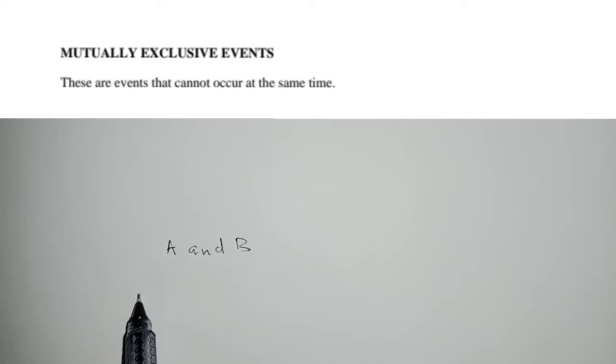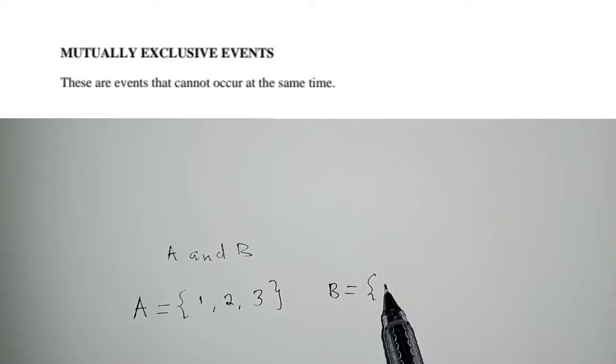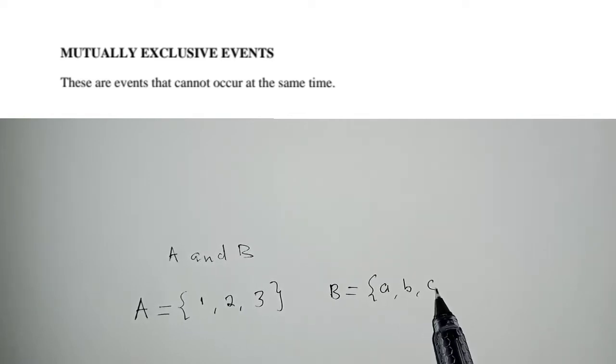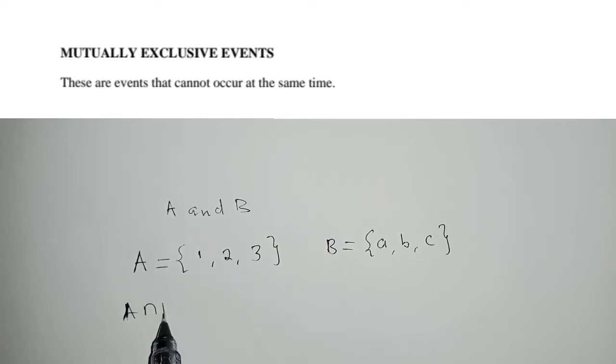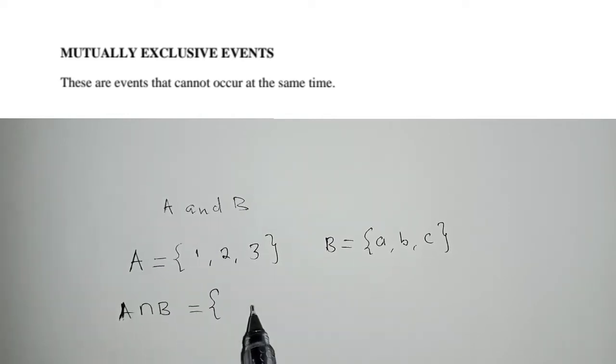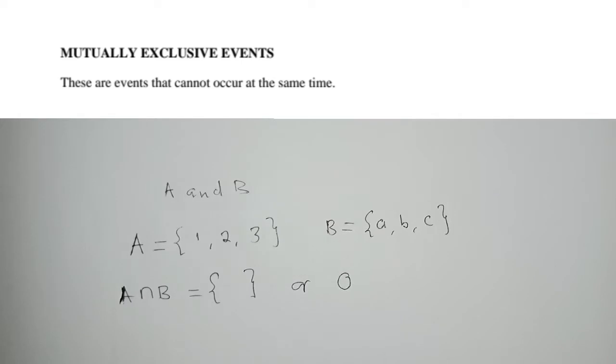So let's say this is a set A. Over here it has got 1, 2, and 3. Set B has got A, B, C. And let me just say A intersect B. What is A intersect B? It's empty, or it's just a 0. If it's a probability, it's just a 0.